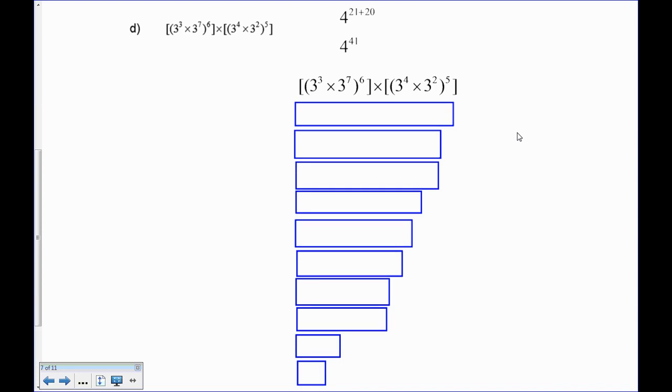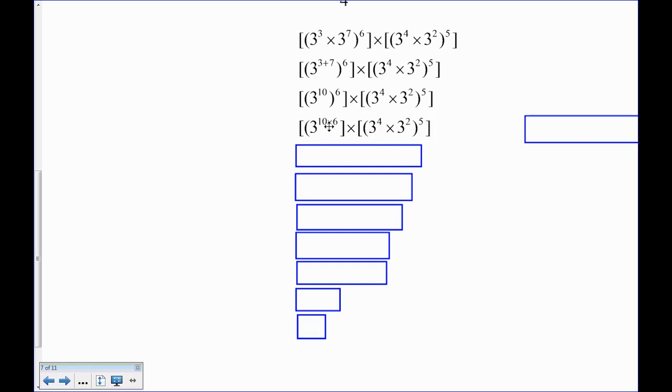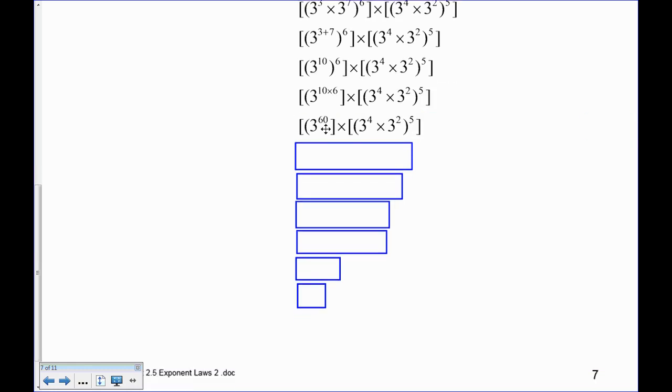Okay, let's take a look at this. Again, we have two sets of brackets here. When you have two sets of brackets to work with, we do them in the order that they appear. So we're going to worry about 3 to the 3 times 3 to the 7, all raised to the power of 6 first. Inside here, when you multiply powers that have the same base, we simply add the exponents. So this becomes 3 plus 7, which is 10. We're still inside the brackets, so now we have to deal with the 10 and the 6. When you cross the brackets, you multiply. So this becomes 3 to the power of 10 times 6, which gives us 3 to the power of 60.